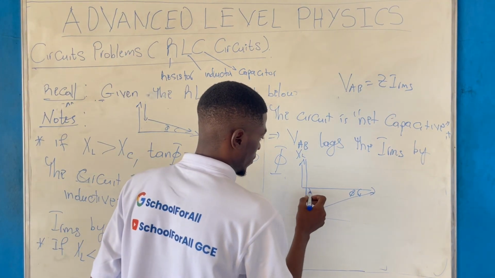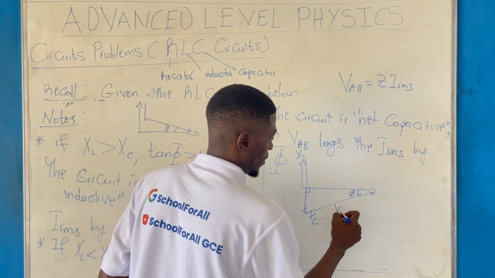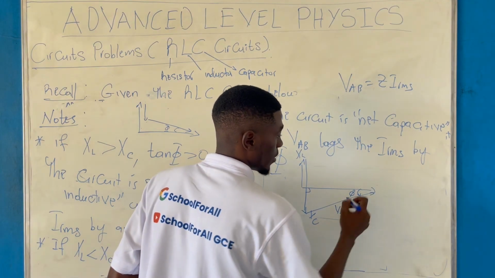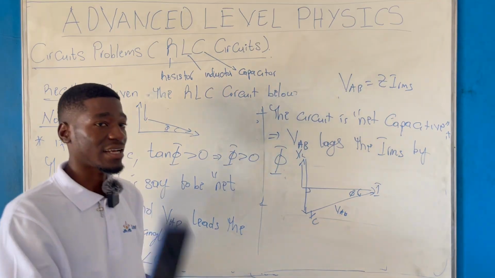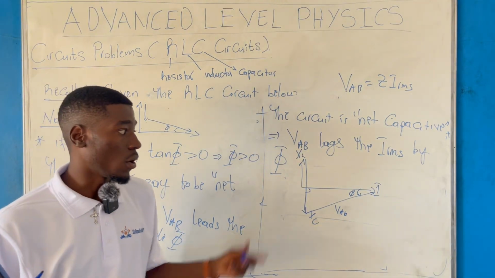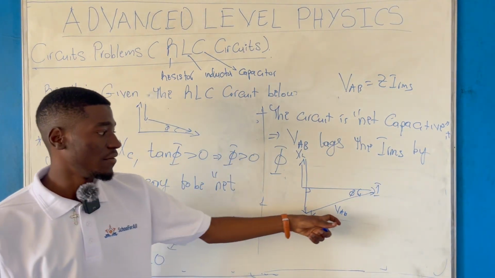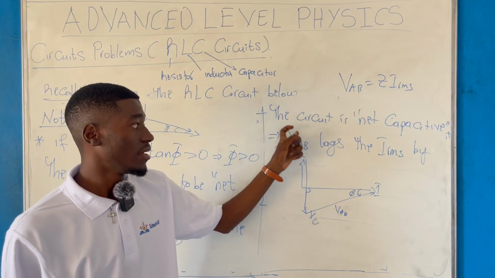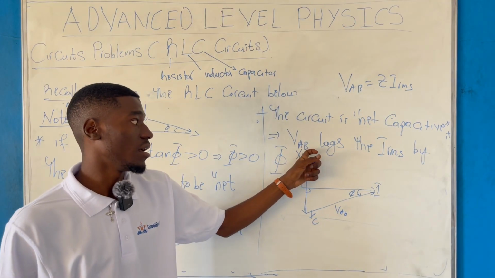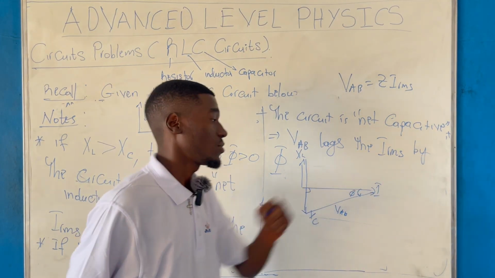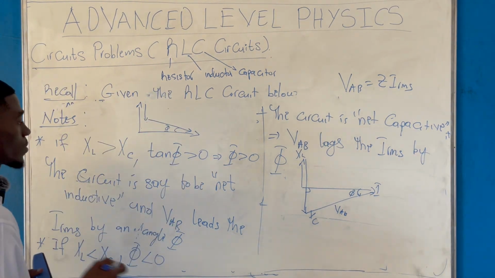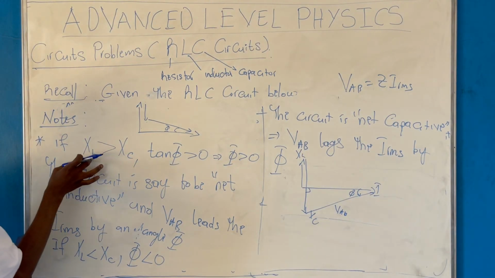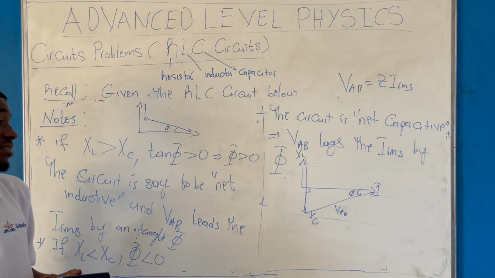Then you see that our VAB is under who? I. It's under the current axis, therefore it lags, it's behind. So that is it. Or let's say current now leads VAB. You can say current leads VAB or VAB lags the current. So those are the consequences when the values of XL and XC change.